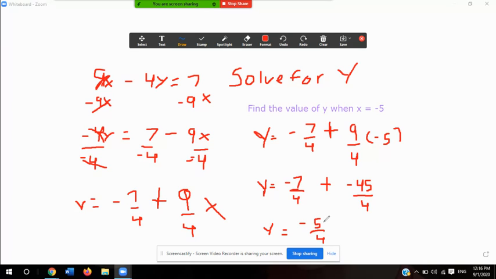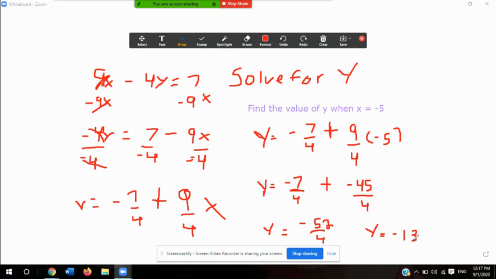So I can divide that, I can reduce that fraction or turn it into a whole number, and -52 divided by 4 is -13. So y equals -13. And that is the answer. And that's example number 3.